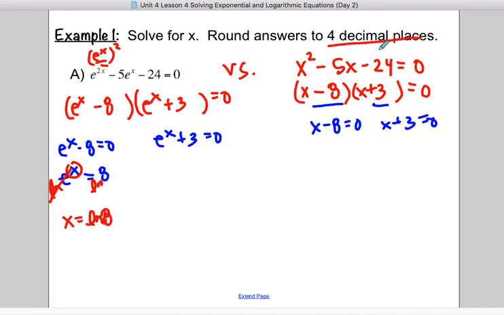And then the directions say to round to 4 decimal places, so you would type in ln of 8 onto your calculator, and you would get 2.0794.